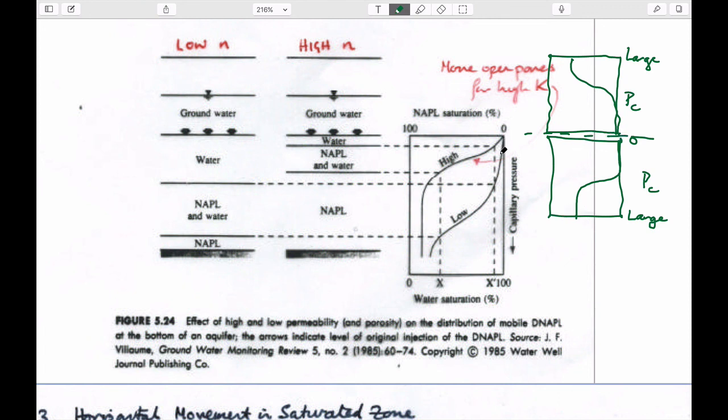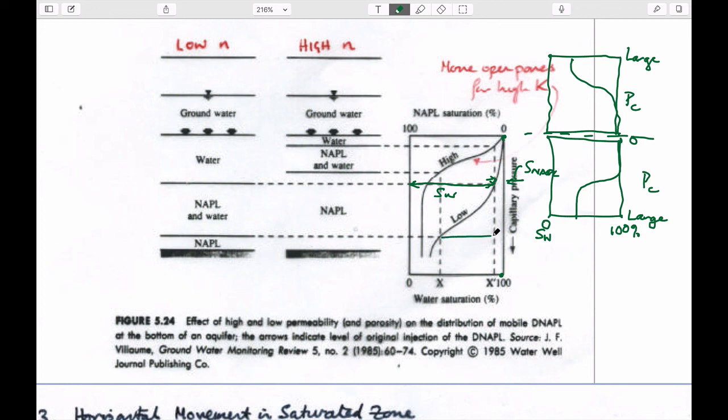If you look at the capillary pressure versus saturation curve, 0 capillary pressure, large capillary pressure, saturation of water from 0 to 100% here. Then if you look at the distribution along this curve here, this would be the saturation of water, and this magnitude here would be the saturation of the NAPL. In this case, DNAPL. And so you see exactly the same behaviors.